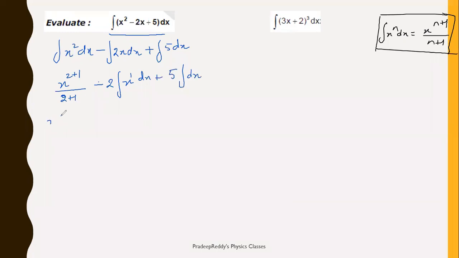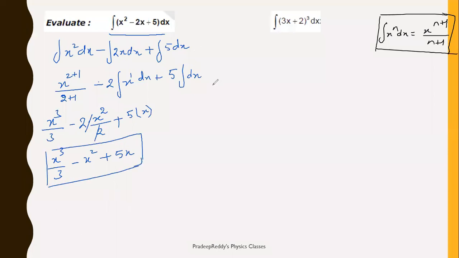Now this is x cube by 3 minus 2 into, this is also in the form of x power n dx, that is x power n plus 1 divided by n plus 1, plus 5. What is integration dx? Integration dx is nothing but x. Now 2 and 2 get cancelled. This gives you x cube by 3 minus x square plus 5x. This is the final expression for the integration of that given question.